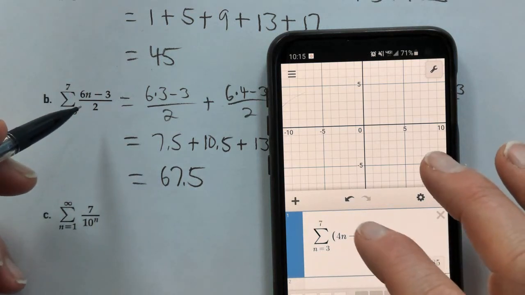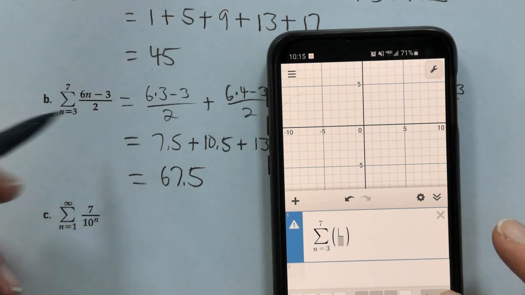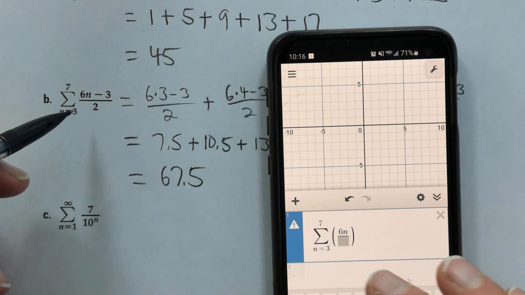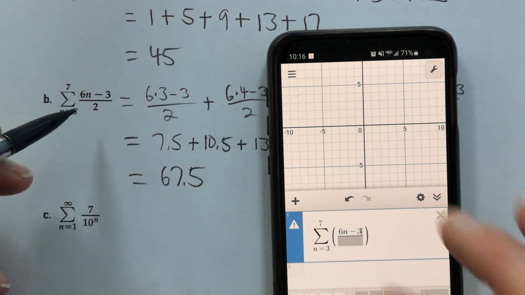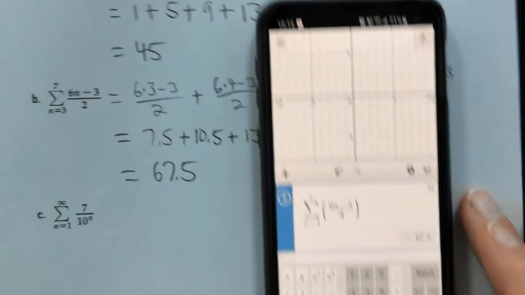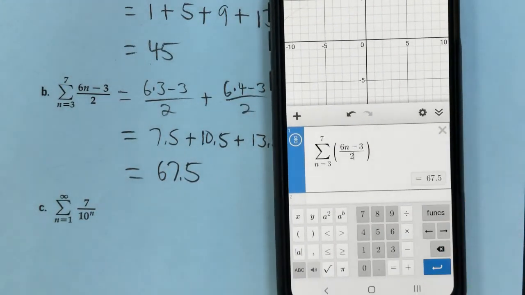And of course I need to change this to 6n minus 3 over 2. And then of course it gives us the correct sum. Alright, so you can double check these in your Desmos calculator. It does have the summation notation in there. Alright.